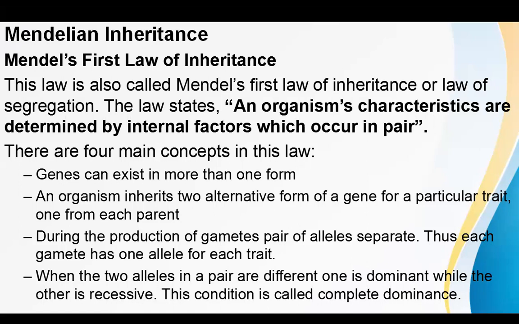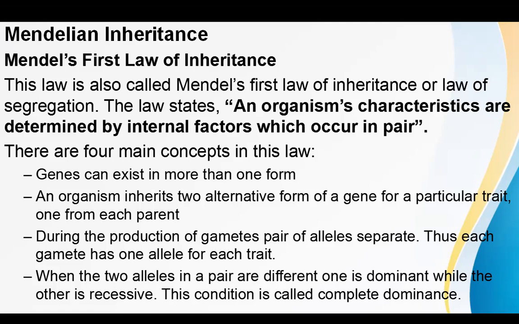This is also called Mendel's first law of inheritance, or the law of segregation. It states that an organism's characteristics are determined by internal factors which occur in pairs. There are four main concepts in this law. The first is that genes can exist in more than one form. This means that genes can have various forms.